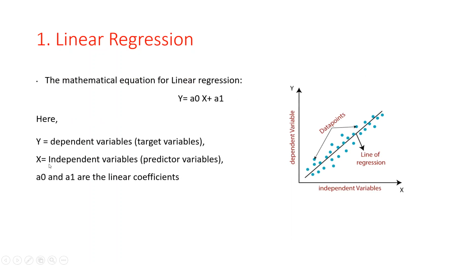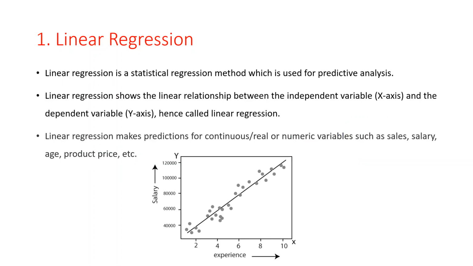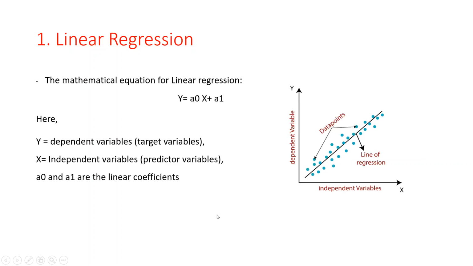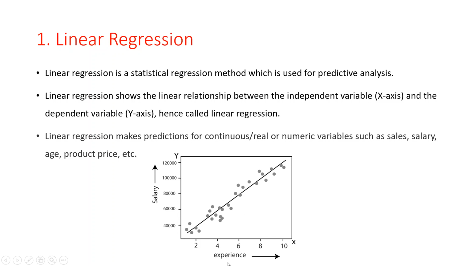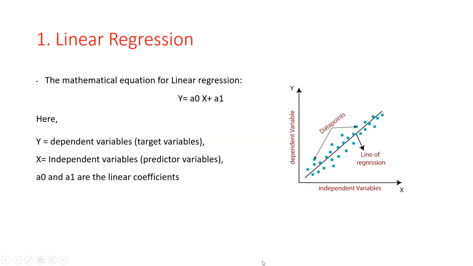The next one is x, equal to the independent variable, that is the predictor variable, on the basis of which we predict values. On the basis of years of experience we predict our salary. So x is the independent variable, the predictor variable, on the x-axis. Here our independent variable is experience. And a0 and a1 are the linear coefficients. These are the two constant variables, which are also called linear coefficients.